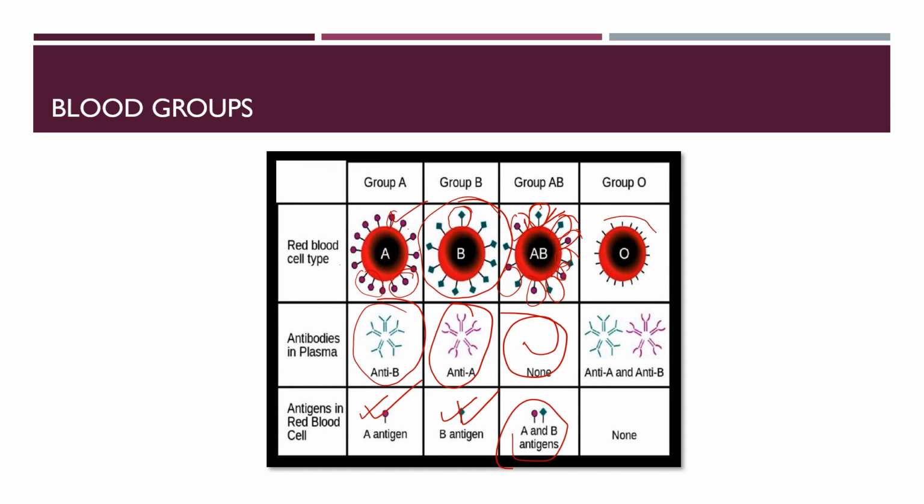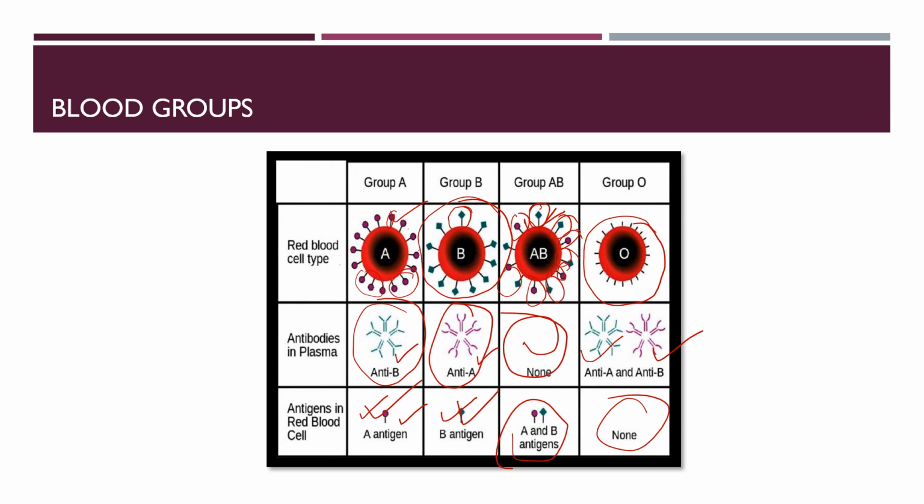Whereas in blood group O, no antigens are present on the surface, whereas antibodies A and B are present. So this is all regarding the blood groups. Whatever the blood cell type is, that antigen is present on the RBC surface, and antibodies are just the opposite. If A and B antigens are present, no antibodies are present. If no antigens are present on the surface of the RBC, as in blood group O, the antibodies present are A and B. If the antigen present is B, then the antibody present is A. If the antigen present is A, the antibody present is B. Is it clear to everyone?